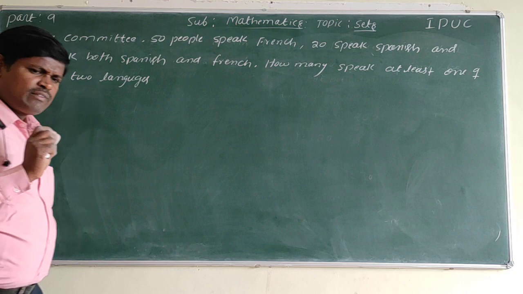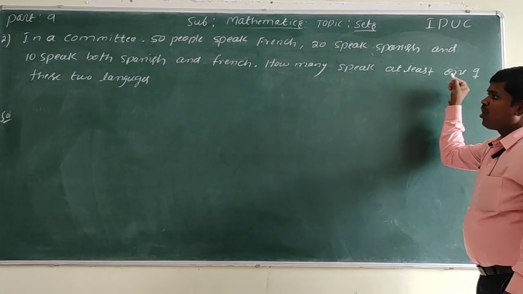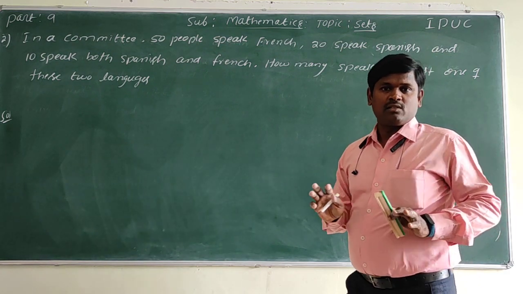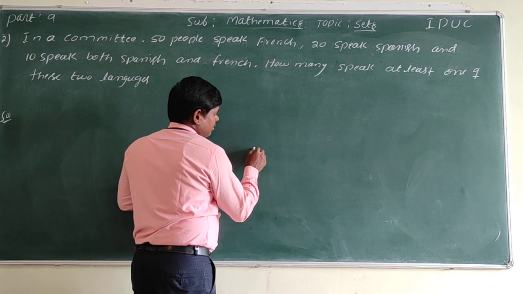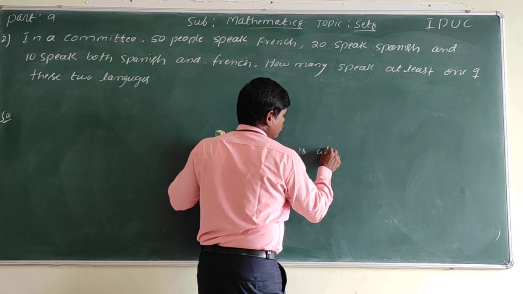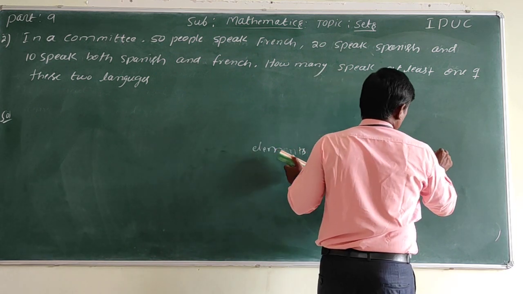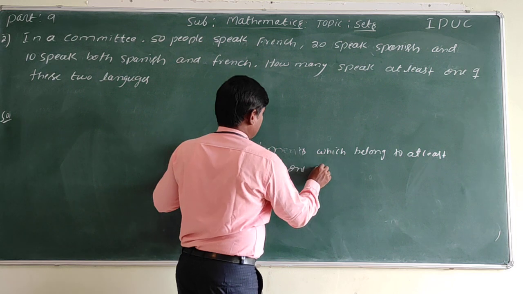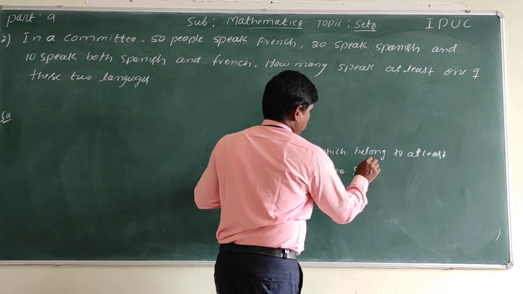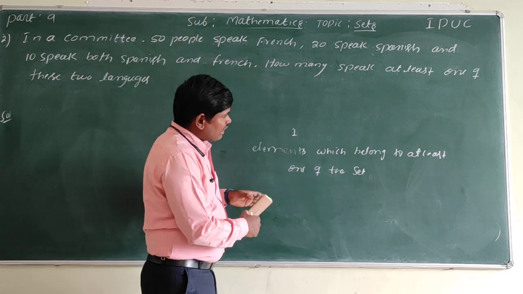So at least one of these two languages means what? Okay, so this is very important. At least one of these two elements. Suppose an element which belongs to at least any one of the sets means what? Elements which belong to at least one of the sets.